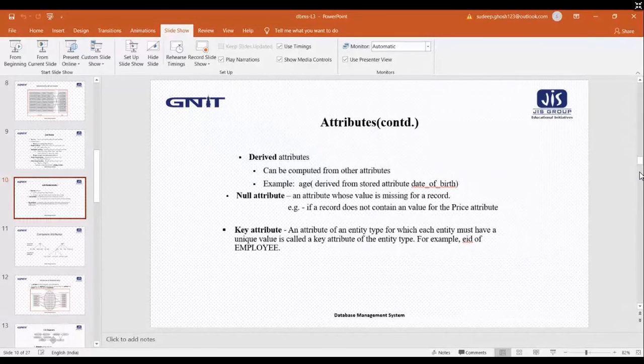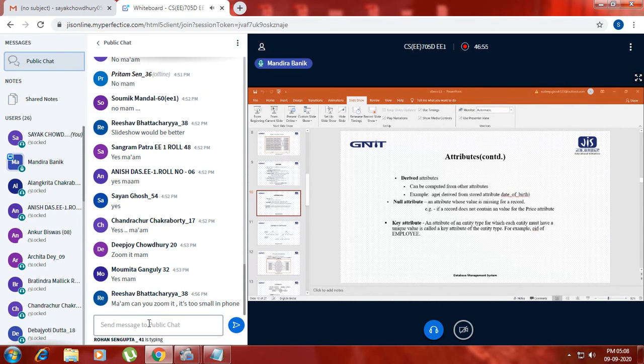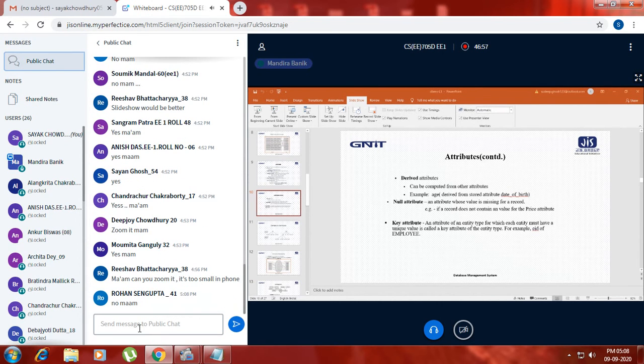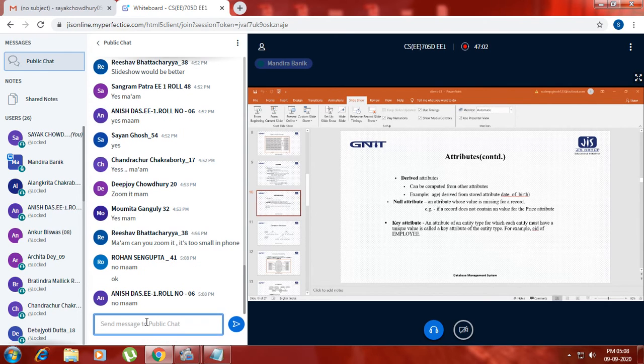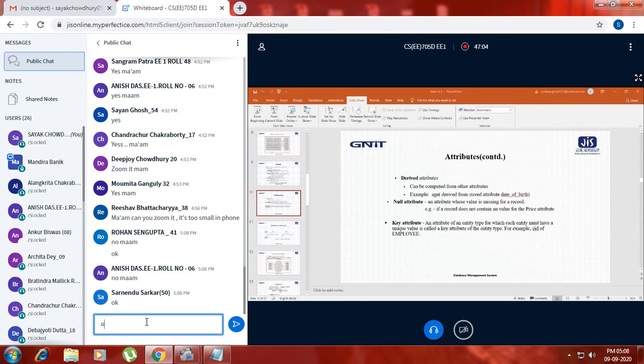Okay. So up to this, any confusion? What is the difference between null and zero, or any of the things I have discussed till now? Any problem, or is it okay?